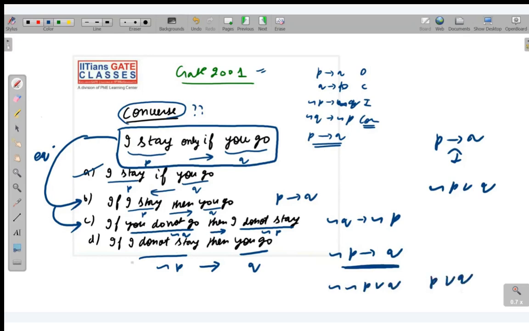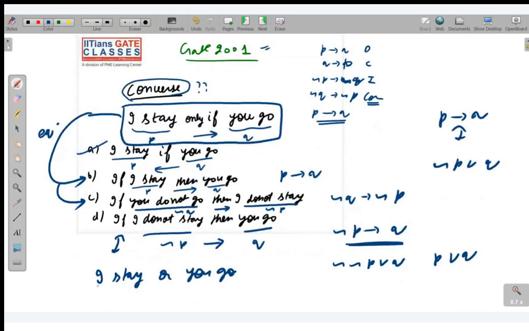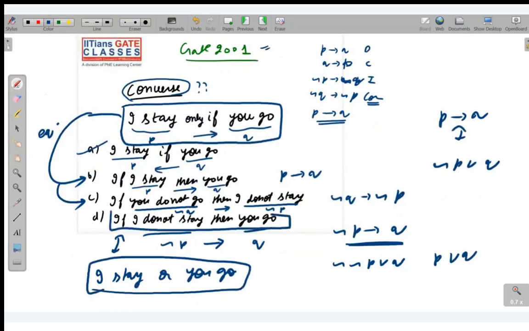So directly, indirectly, I will say like this: I stay or you go. This sentence and this sentence both are equivalent. Now you keep on thinking about whether they are equivalent or not. I am saying logic is saying they are equivalent, that means they are equivalent. Do not try to think about what sense I am getting and all these kinds of things. Both are equivalent.